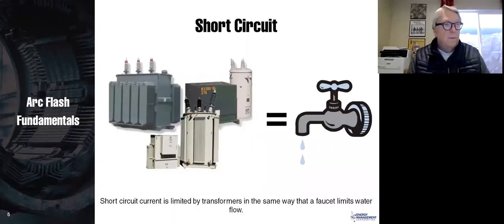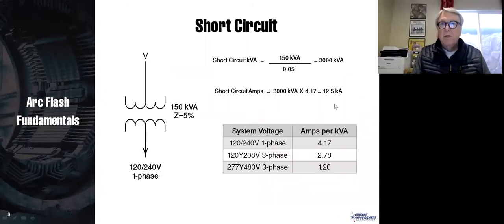Now, I want to talk about short circuits for a moment. The short circuit current is in many ways proportional to the size of the transformer. So in that way, the amount of electrical current that can flow is similar to the amount of water that could flow, depending upon how open that faucet is. So let's take a look at a transformer. I'm going to select a 150 kVA transformer. It's 240 volts, and the impedance is 5%. That impedance is a big deal.